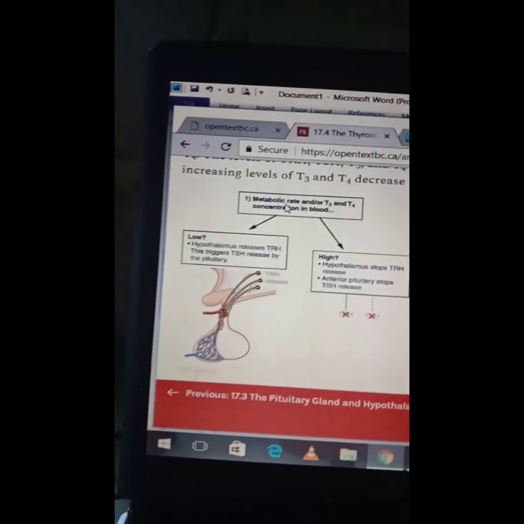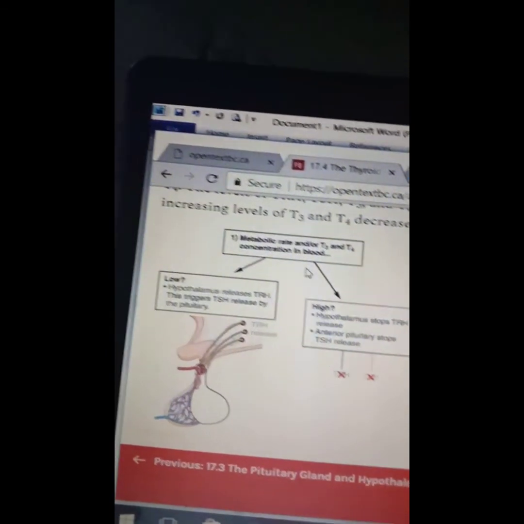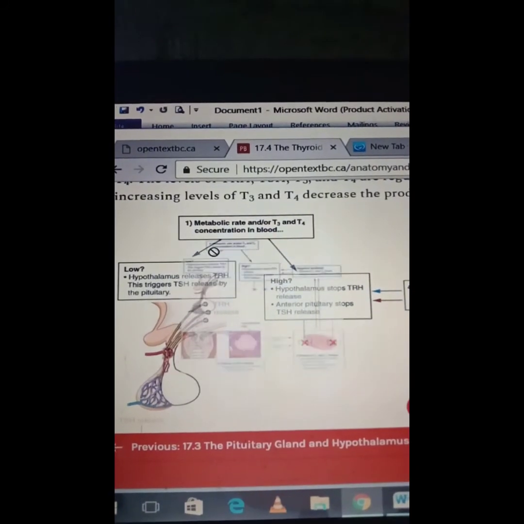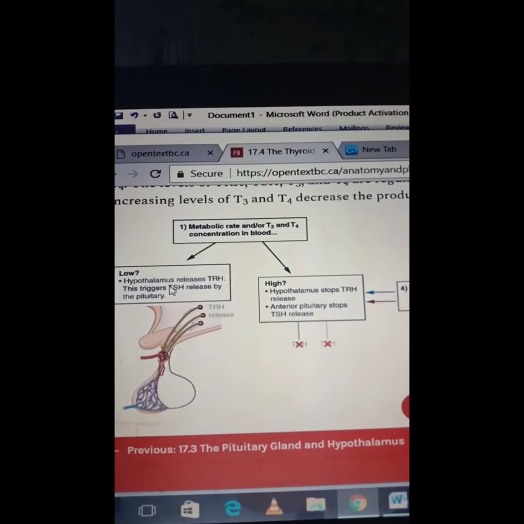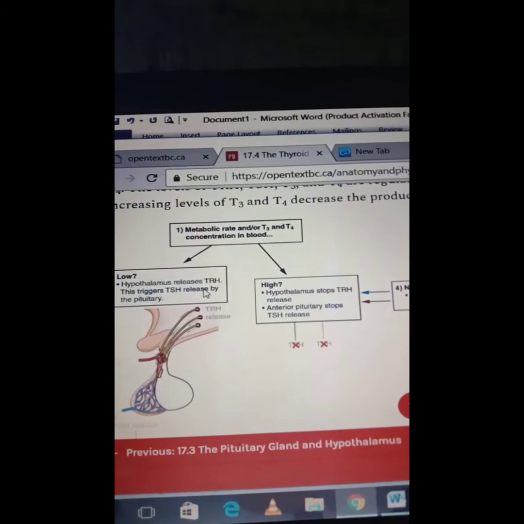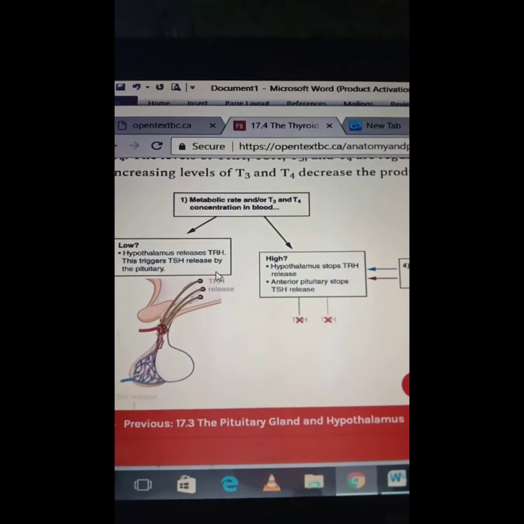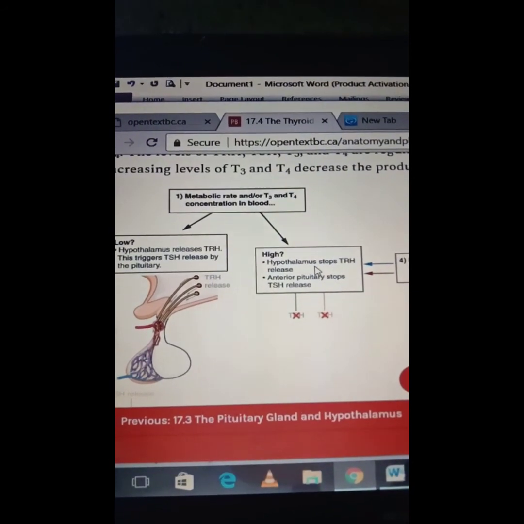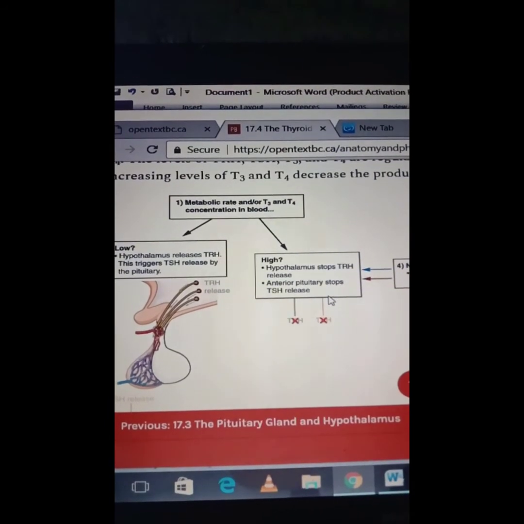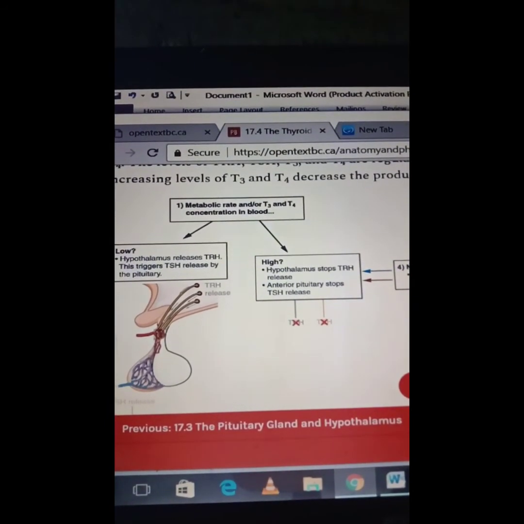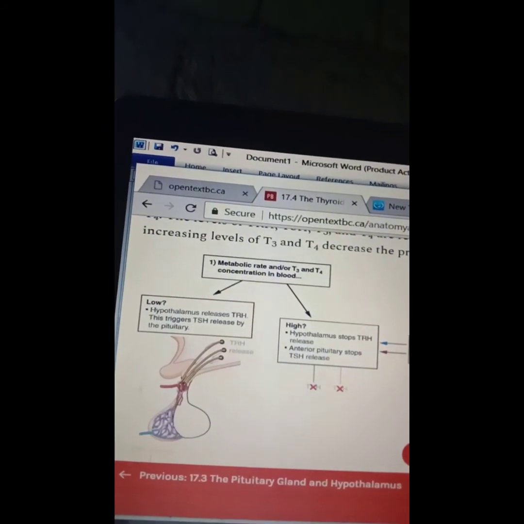This is the metabolic rate and T3 and T4 concentration in blood. So, low and high. Low: the hypothalamus releases TRH. This triggers TSH release by the pituitary. High: the hypothalamus stops TRH release, and the anterior pituitary stops TSH release. So, negative feedback. Elevated T3 and T4.